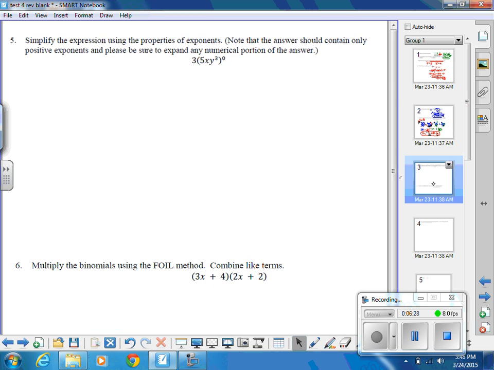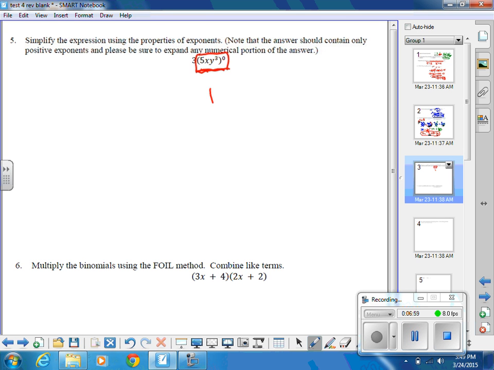Moving along. This next one is asking us to simplify this using properties of exponents. Well, the first thing we need to talk about is, what is anything to the 0 power? Anything to the 0 power, it doesn't matter if it's a billion to the 0 power, 1 to the 0 power, or a bunch of stuff in parentheses raised to the 0 power, is always 1.